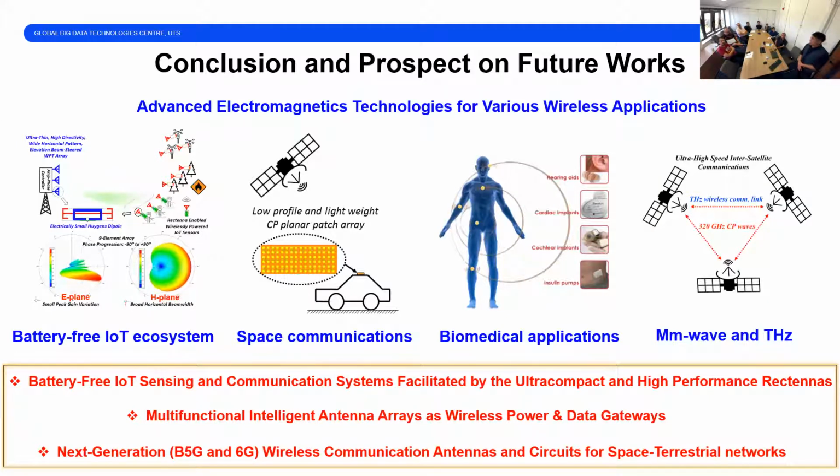So in the future, we have some targets. First is the battery-free IoT sensing and communication system, facilitated by advanced rectennas and antenna arrays, and also multifunctional intelligent antenna arrays to smartly deliver the wireless power to the targets. And also the next generation wireless communication antennas in the circuit, in particular for space communications. So this is the future perspective.